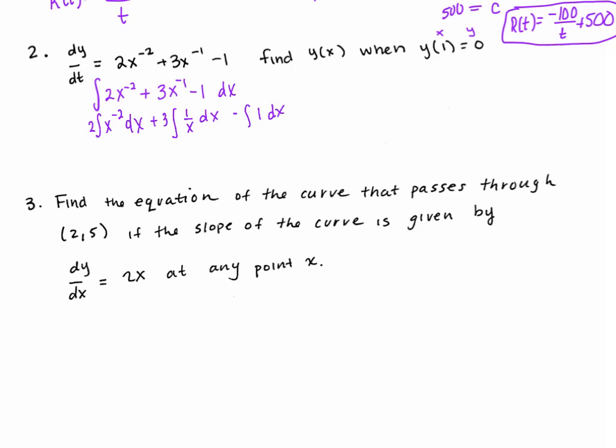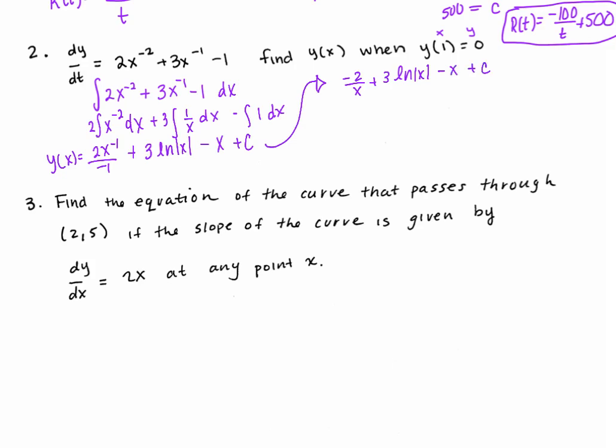So the first one, I add 1 to the exponent and divide by my new exponent. The next one, the integral of 1 over x is natural log x. And the integral of 1 is just x. And then I put my plus c. So that's what y of x is. So now I've got this function. I'm just going to simplify it a little bit: negative 2 over x plus 3 natural log x minus x plus c.